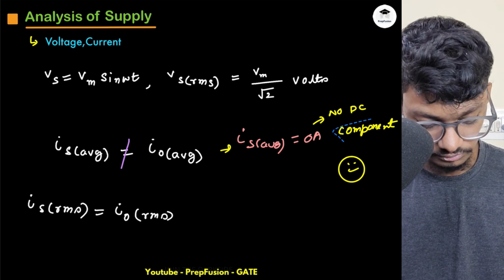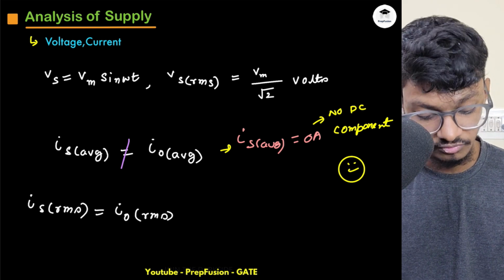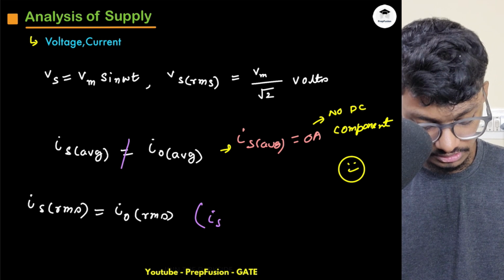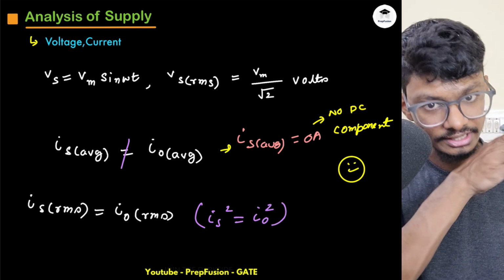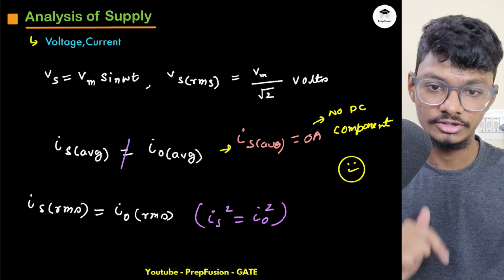Okay, so this is what is happening. And again the RMS values are equal. Why? Because either my source current is equal to the load current or it is the negative of the load current. So if I square them, again IS square equals IO square. Hence if squares are equal, then my RMS values will also be equal.